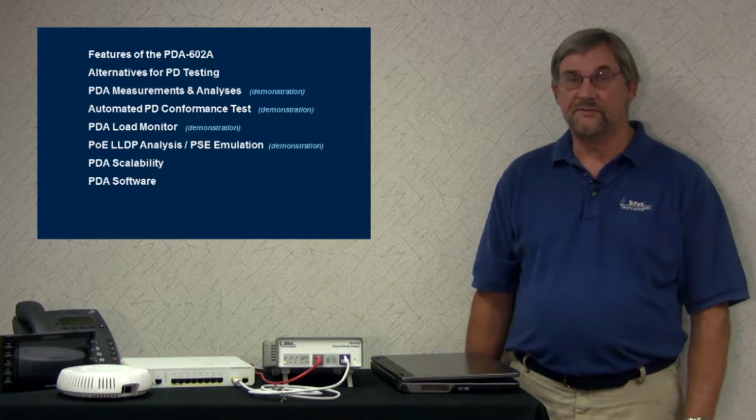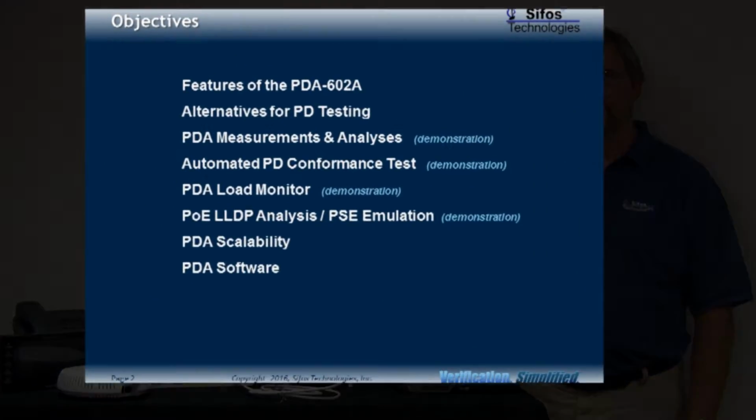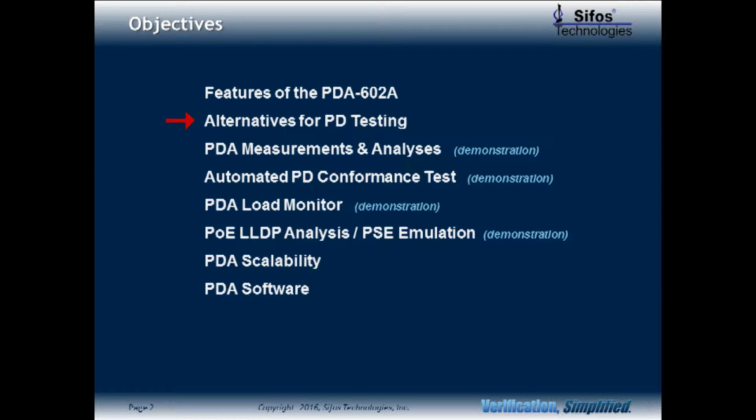I will start by reviewing features of the PDA602. We'll then briefly position the PDA602 relative to alternatives for testing powered devices. Next, I will discuss and demonstrate the rich set of measurements and analyses available with the PDA602. Then we will look at the fully automated PD conformance test suite, including a brief demonstration. We will also review the load monitor features, again with a brief demonstration. Next, we will review PoE LLDP testing features and demonstrate those as well. After that, I will review feature scalability of the PDA602 and then wrap up with a discussion of PDA software.